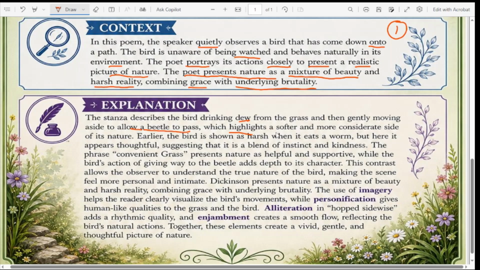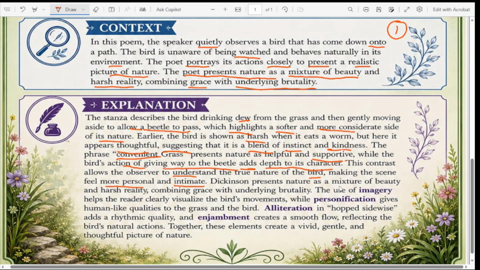which highlights a softer and more considerate side of its nature. Earlier, the bird is shown as harsh when it eats a worm, but here it appears thoughtful, suggesting that it is a blend of instincts and kindness. This is the blend of grace and underlying brutality in nature. The phrase convenient grass presents nature as helpful and supportive, while the bird's action of giving way to the beetle adds depth to its character. This contrast allows the observer to understand the true nature of the bird, making the scene feel more personal and intimate. Intimate means informal and free of formality.